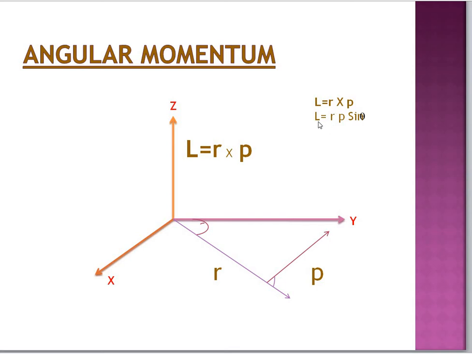In magnitude, L is given by r p into sine theta, where theta is the smallest angle between the position vector r and the momentum. So this is theta. Okay. So this is p and this is r. So the angle between these two is given by theta. So this L is given by r p into sine theta. So that is the expression for angular momentum.